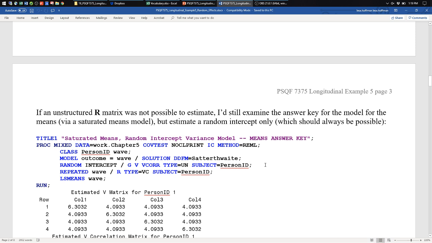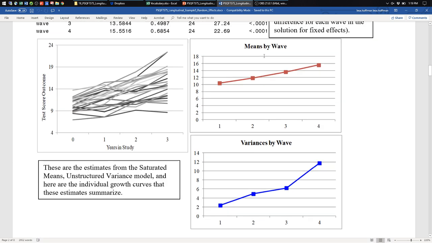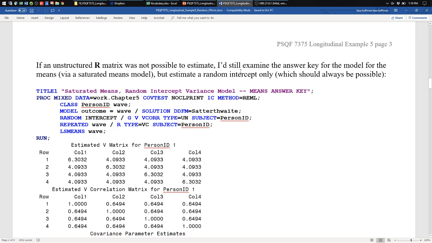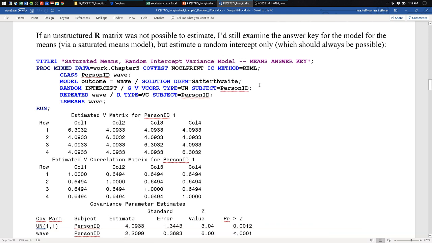If you're in a situation where you can't do the unstructured R matrix because you have too many occasions or unbalanced data or what have you, this is the alternative that I would do. I would always try to get the model for the means, get the mean in each occasion just to see what kind of trajectory you're going to need, and fit it with the random intercept only. That way you can get at least the front part there, the means part.